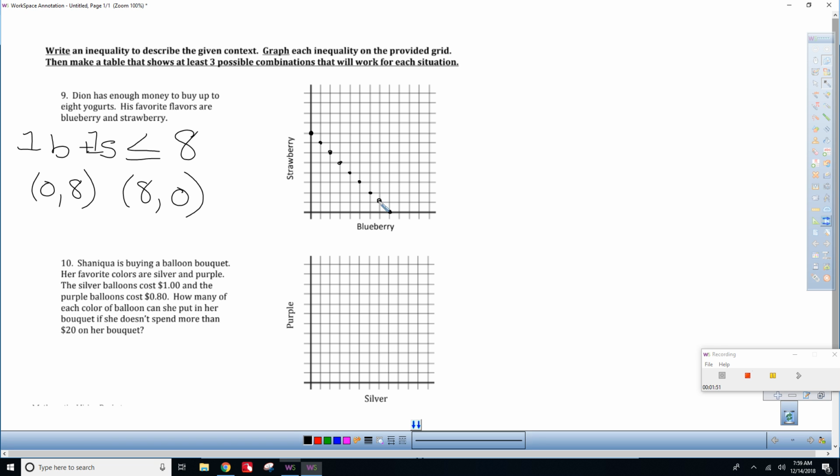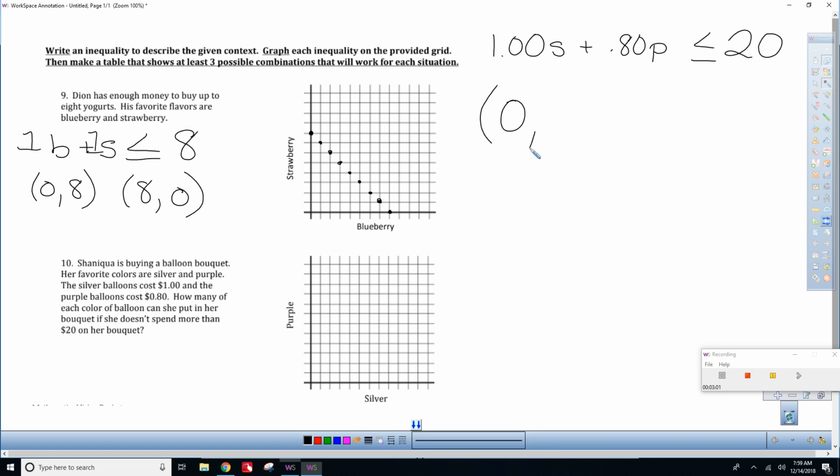So it's going to be $1 times S, so $1 for every silver balloon, plus 0.80 times P has got to be less than or equal to 20. Okay? All right, well, again, let's just figure out where the extremes are, which is also called the intercepts.